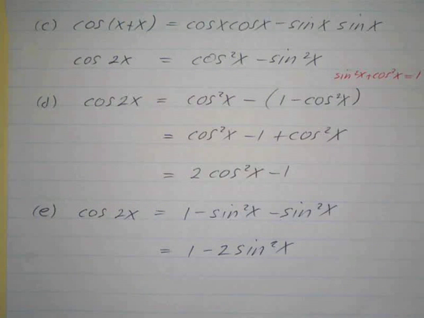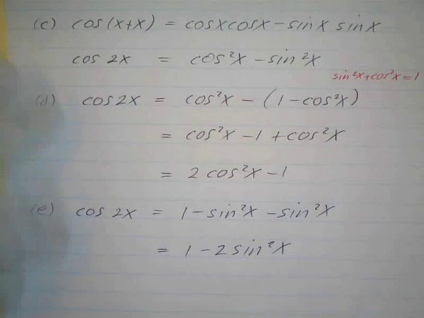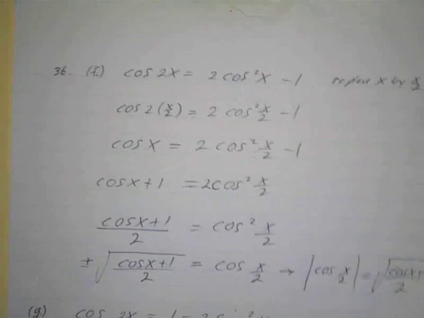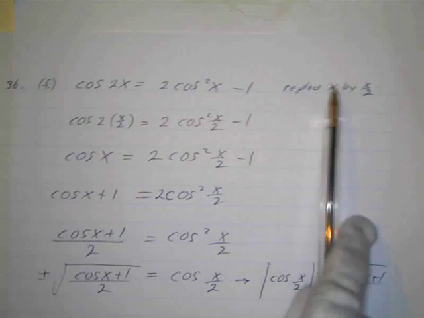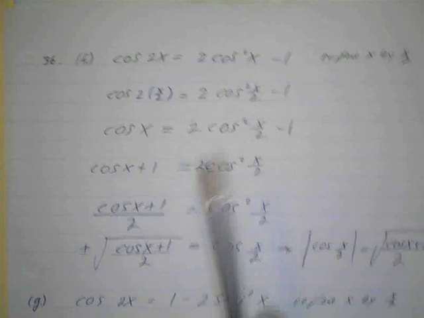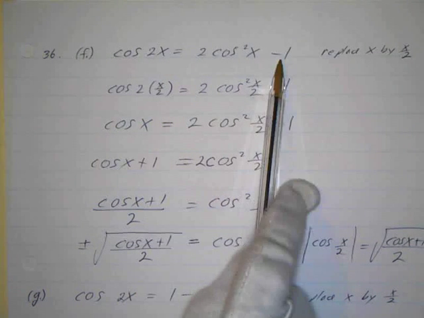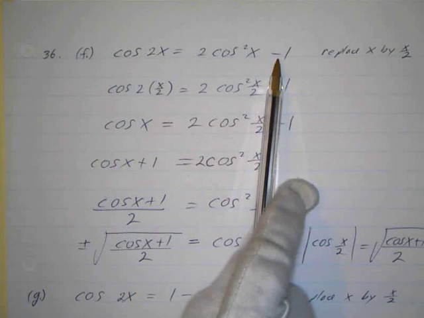Now we have the half angle formulas, and all you have to do is take either of these two formulas and then just substitute. So this was the one we got in letter D, and all we have to do is replace x by x over 2, and we've got it. So this was the one we just derived in letter D.